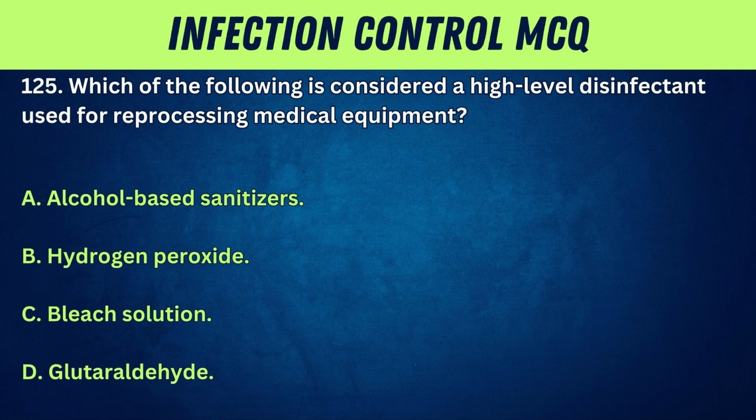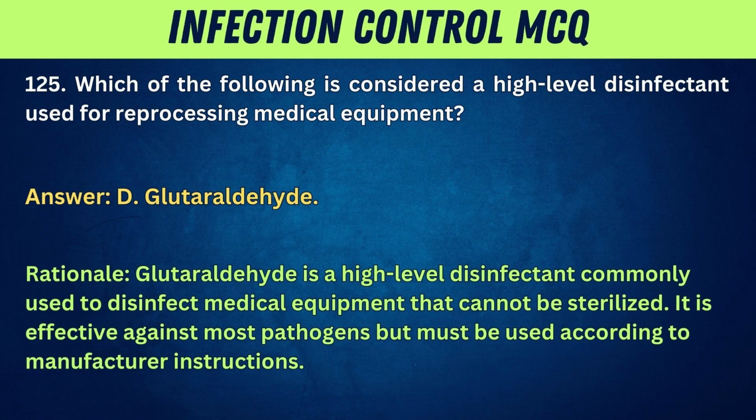125. Which of the following is considered a high-level disinfectant used for reprocessing medical equipment? A. Alcohol-based sanitizers. B. Hydrogen peroxide. C. Bleach solution. D. Glutaraldehyde. Answer: D. Glutaraldehyde. Rationale: glutaraldehyde is a high-level disinfectant commonly used to disinfect medical equipment that cannot be sterilized. It is effective against most pathogens, but must be used according to manufacturer instructions.